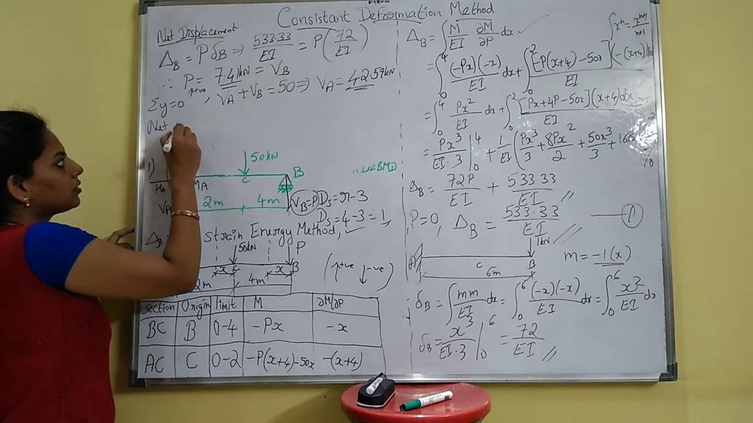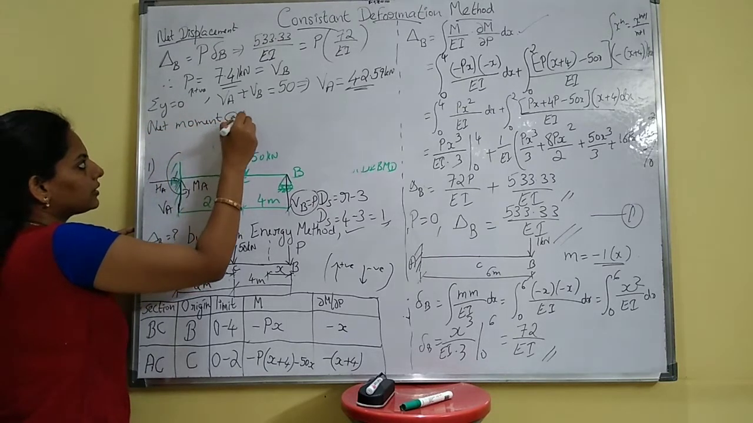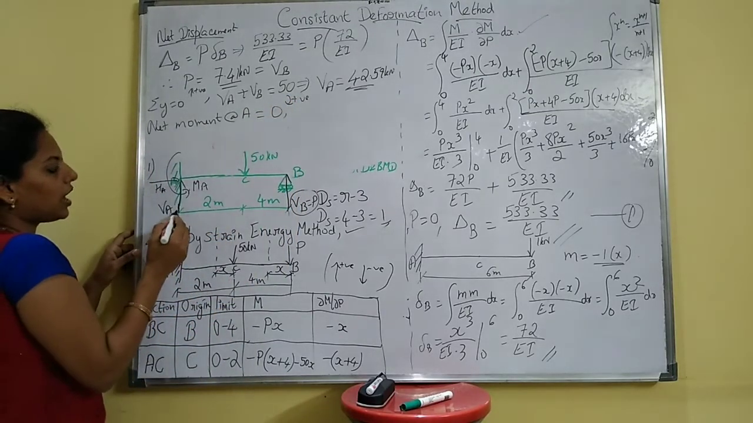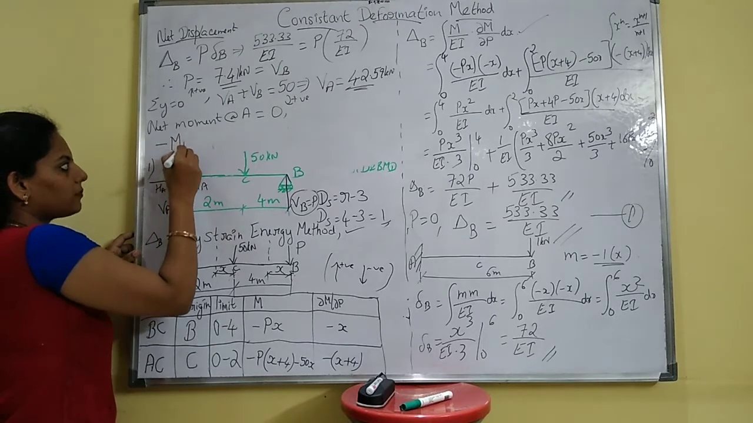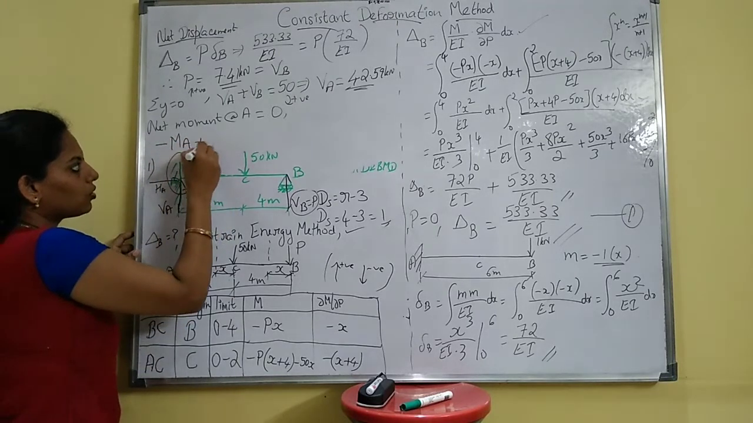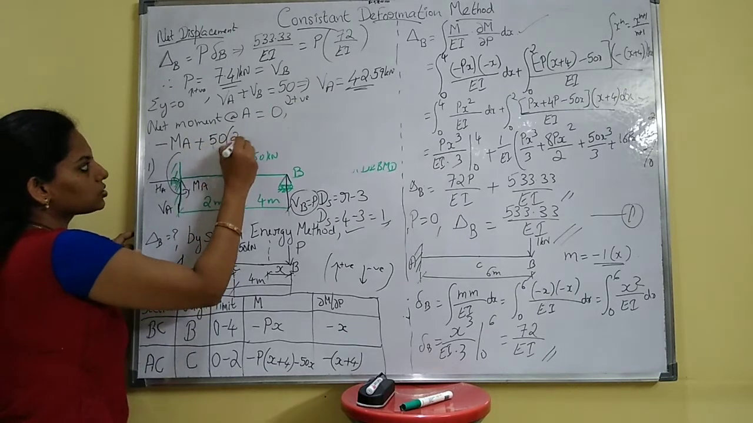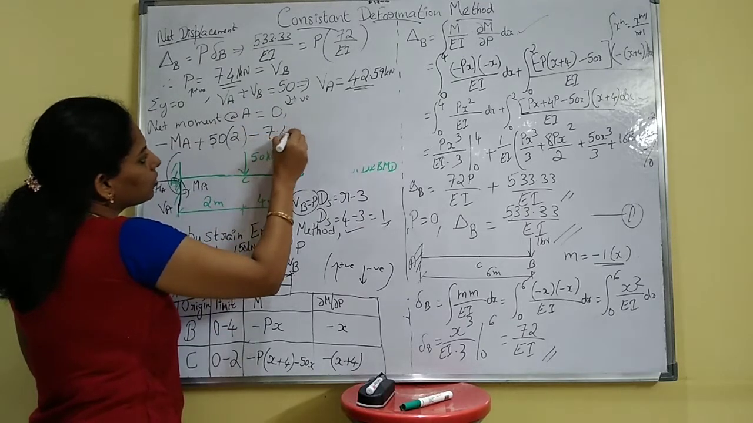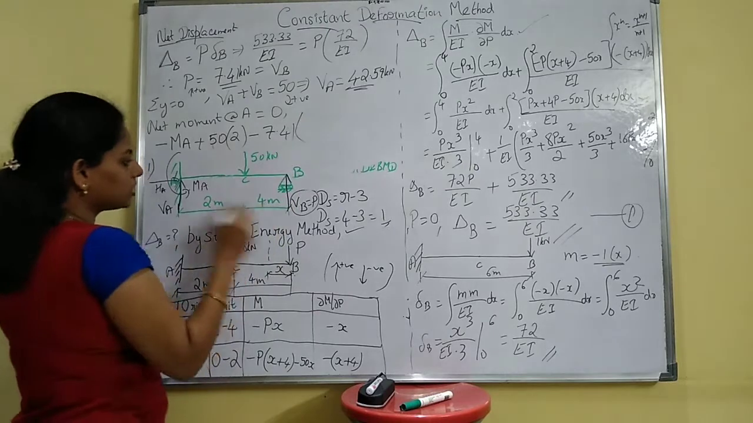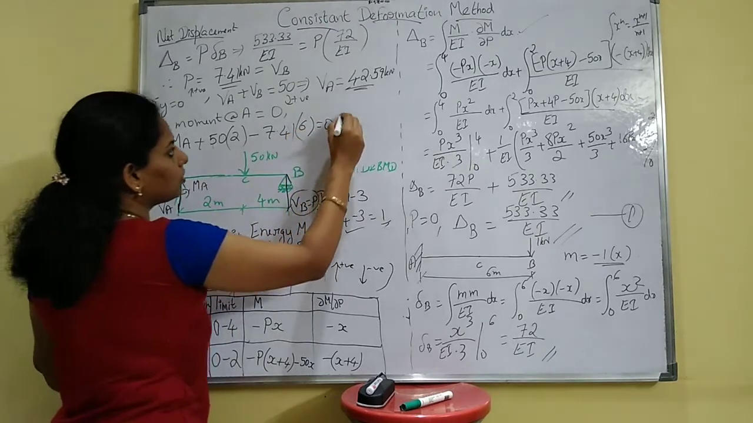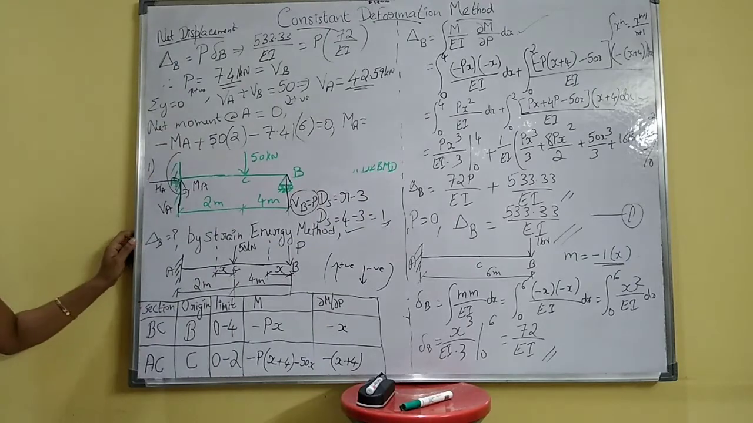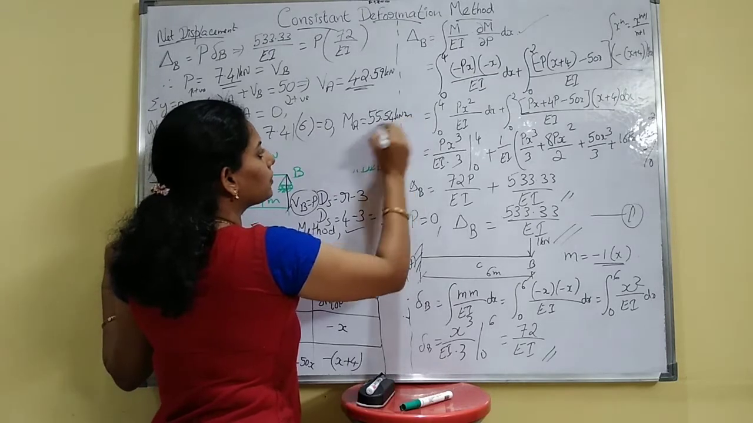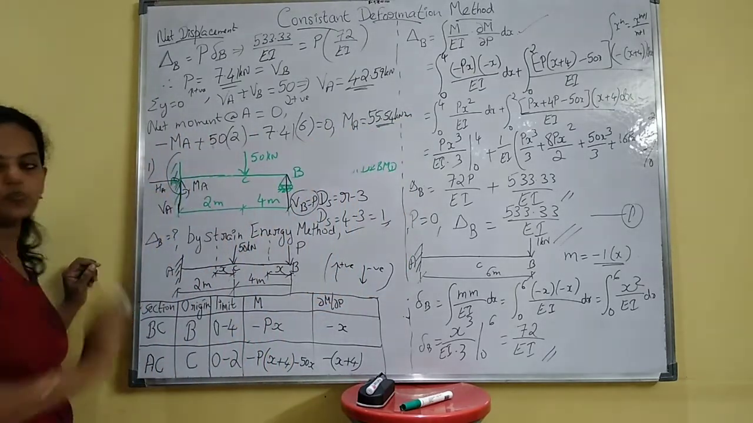Okay, next find out the moment at A. So net moment at A equal to 0. Assume clockwise as positive. So you have, this is anti-clockwise, so minus MA. Then this is clockwise, so plus 50 into distance 2. Then this is again anti-clockwise, so minus P, P is nothing but 7.41, into distance 6 meter equal to 0. Therefore MA will be 55.54 kilonewton meter. So if it is positive, what you have assumed is correct.